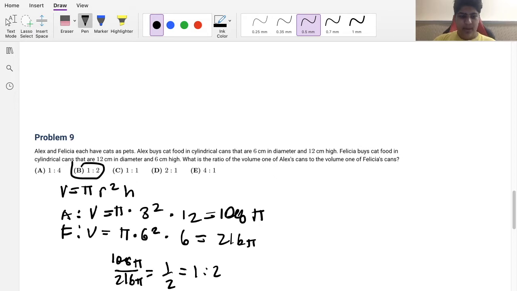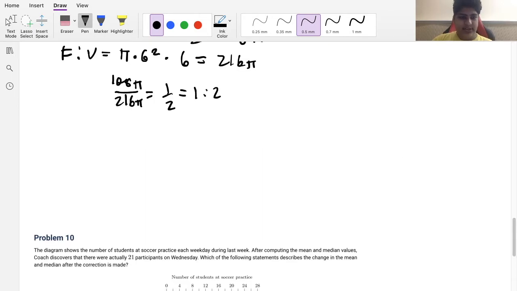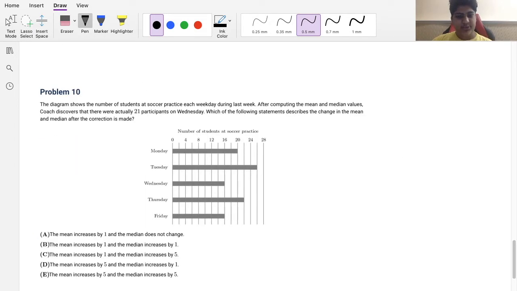Now we're ready to tackle the final problem. Problem number 10. The diagram shows the number of students at soccer practice each weekday during the last week. After computing the mean and median values, coach discovers that there were actually 21 participants on Wednesday. Which of the following statements describes the change of mean and median after this correction is made?